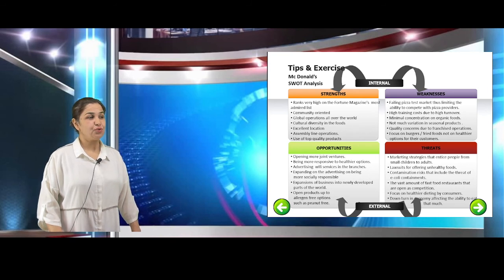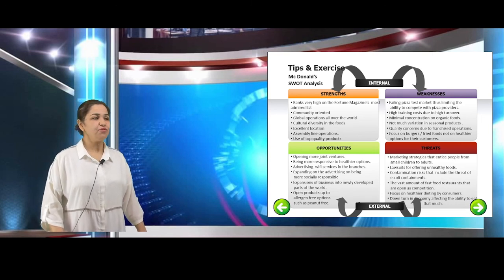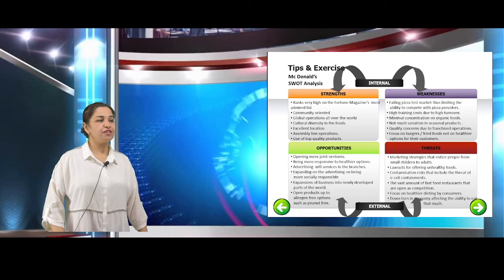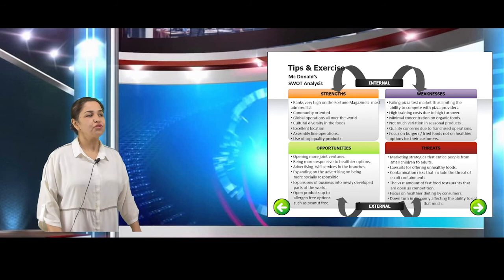So we have to look through internal and external features, as mentioned before. So the opportunities and threats are external, and strengths and weaknesses are internal features. Ranks very high on the Fortune magazine most admired list. So we can see McDonald's everywhere, on journals, on magazines, on daily newspapers. So community oriented. These take into consideration the demand of the publicity.